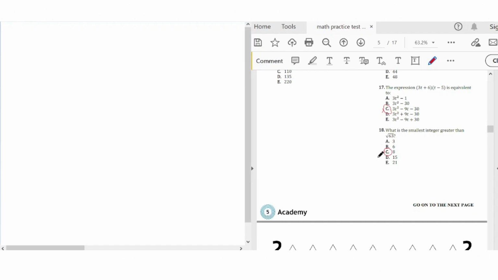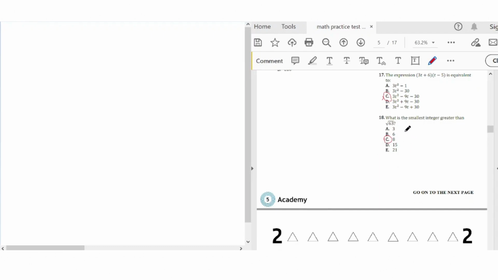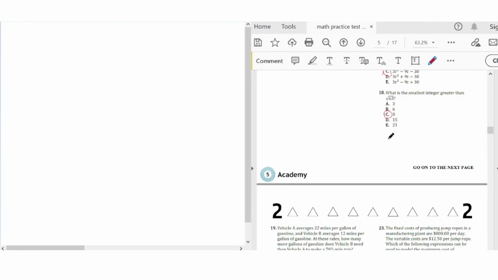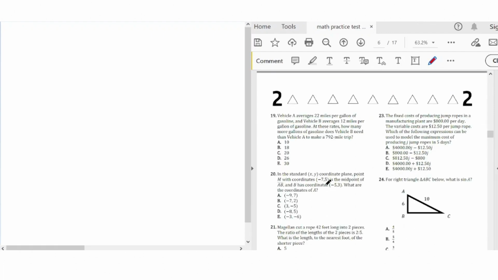You could also figure this out by approximation, by squaring each of these and seeing that 8 squared is 64, which is just slightly greater than 63. But my way with the calculator is a bit quicker and more foolproof.